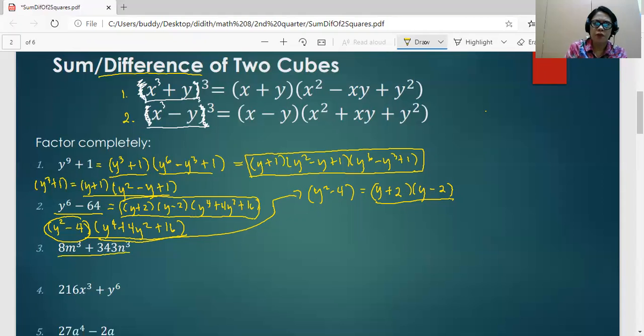For number 3, both terms again are perfect cube expressions. So we have to extract the cube root of both terms. So we have cube root of 8m cube, 2m, and then cube root of 343n cube, we have 7n. So the second factor will be square of 2m for the first term here. So this is 4m squared. And then the product of 2m and 7n times negative 1. So we have minus 14mn, and then plus 49n squared, the square. So these are the factors.